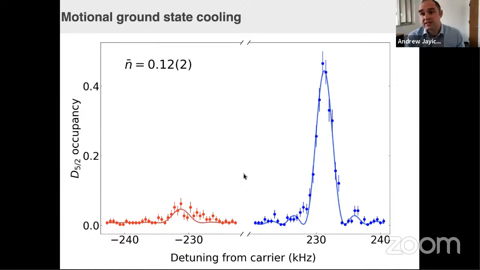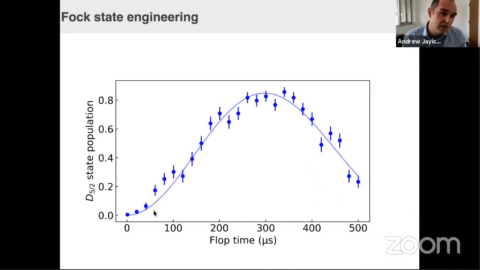We can take this a step further. We can cool the system to its ground state, and then controllably address just, for example, this blue sideband. If you address this blue sideband, you add a motional quantum. If you address this red sideband, you remove a motional quantum. So we can drive this blue sideband and engineer a Fock state. This is making an n=1 state and putting the ion into its excited state.